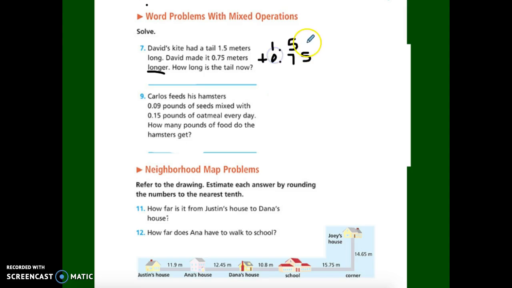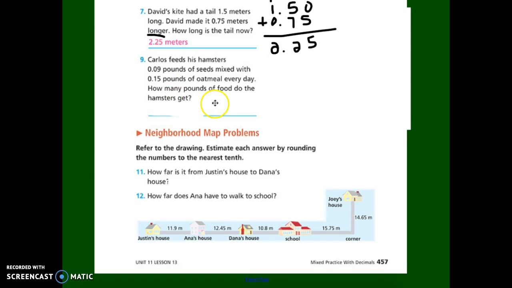I'm going to put some zeros in here to make it a little less confusing. Go ahead and add. 5 plus 0 is 5. 5 plus 7 is 12. 1 plus 1 is 2. Make sure I bring that decimal down. So it is 2 and 25 meters long. All right, now I want you to go ahead and try this one on your own.